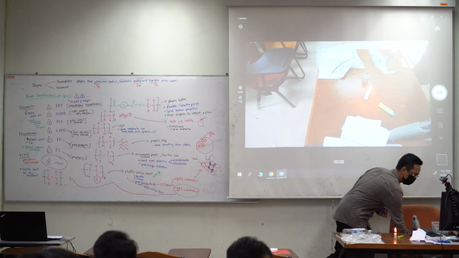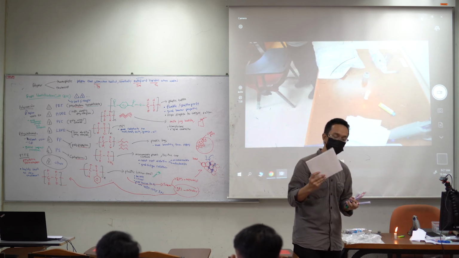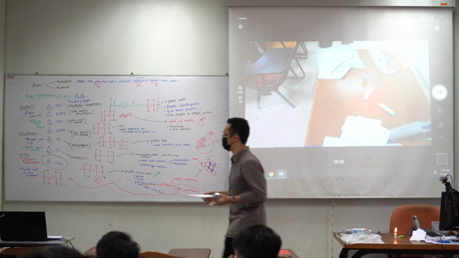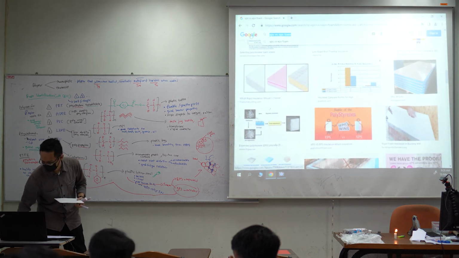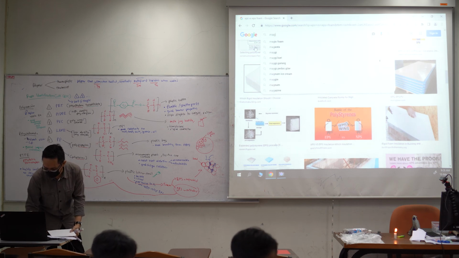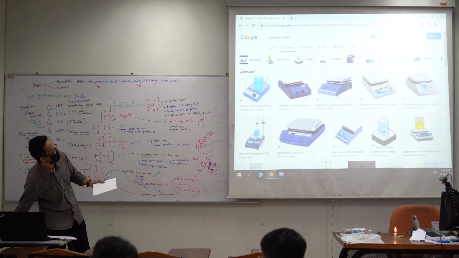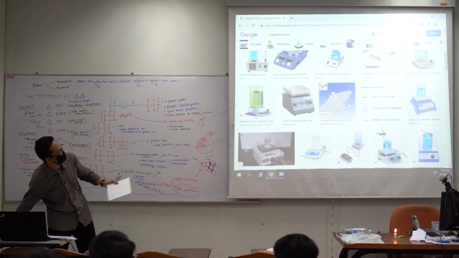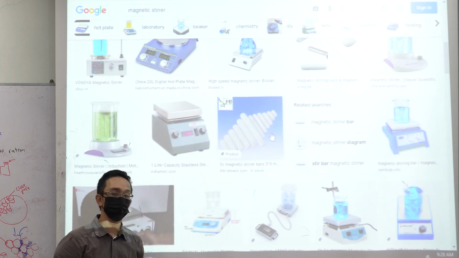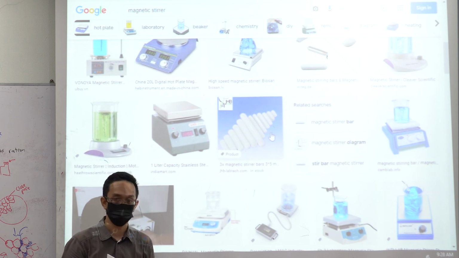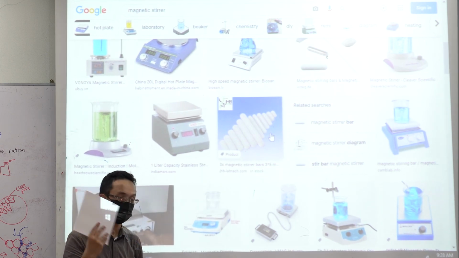An example of PTFE is this. People use this to make a magnetic stirrer in the lab. Later on when you go to the lab, you will see this thing, made from PTFE. It's highly inert, so you dump any chemical and it doesn't react. That's why people use this, but it is expensive.